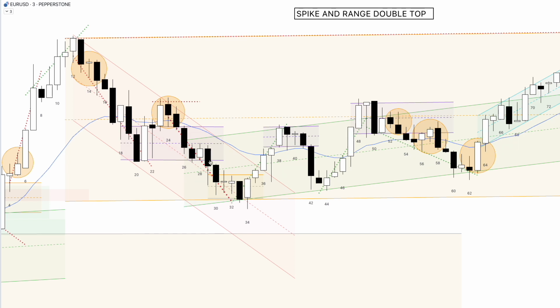And then we head on down here, and we overshoot, and we have a little range here.